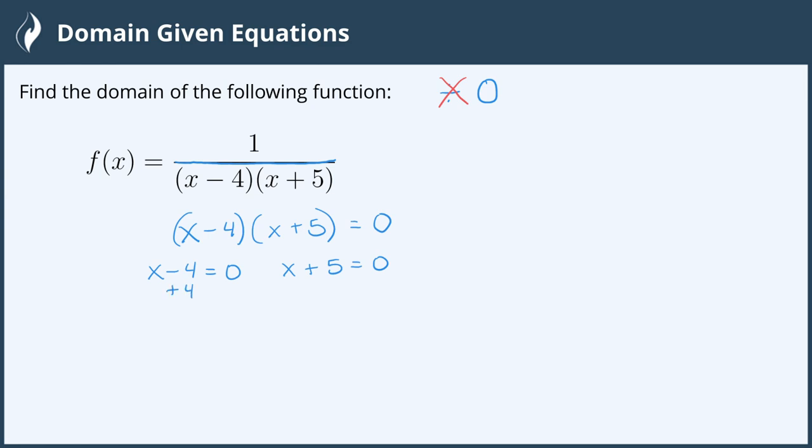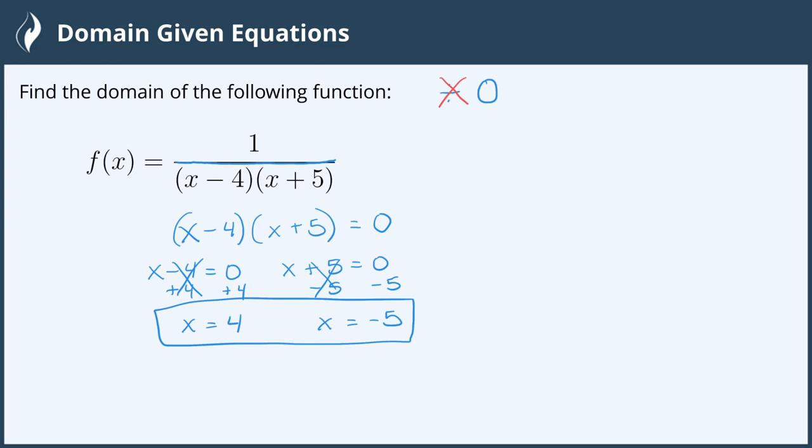So on the left, we'll add 4 to both sides, which isolates our variable to give us x equals 4. And on the right side, we'll subtract 5 from both sides so that we find that x equals negative 5. These 2 points at x equaling 4 and x equaling negative 5 are restrictions for the denominator, which are restrictions for the input variable or the domain, which are the x values or the input values. This is where we need to write the restrictions for the domain.